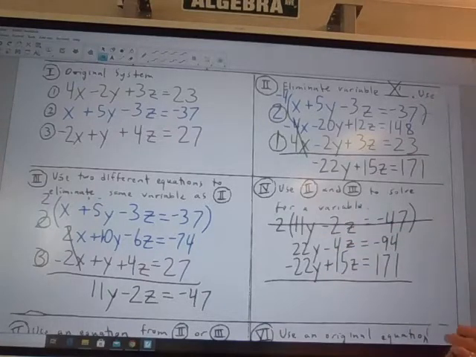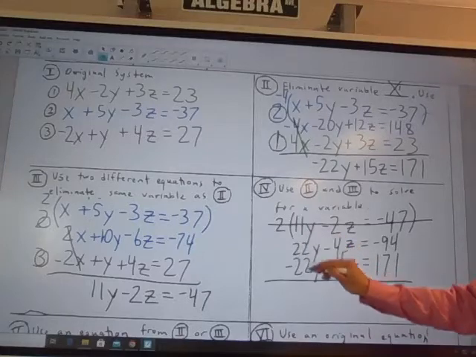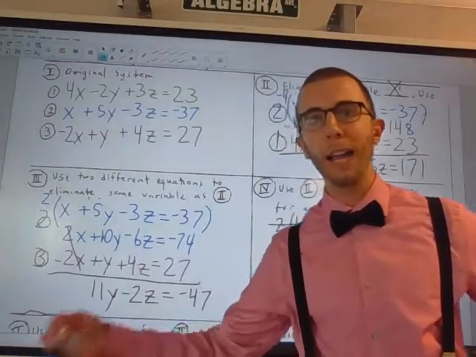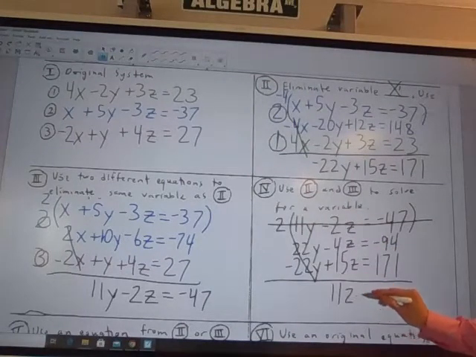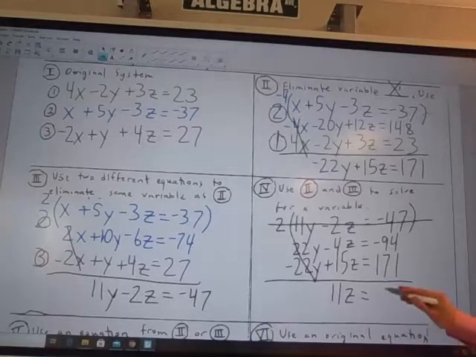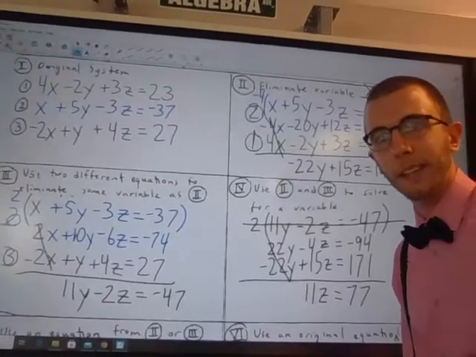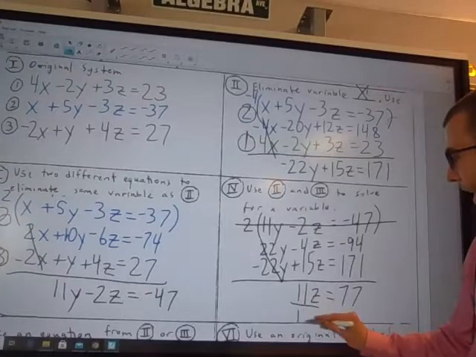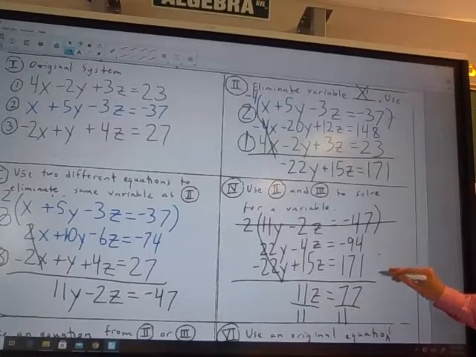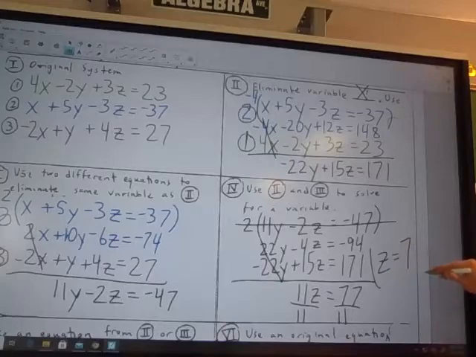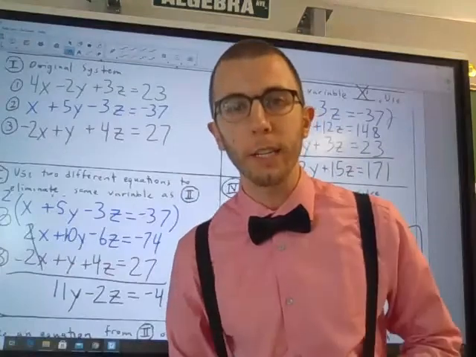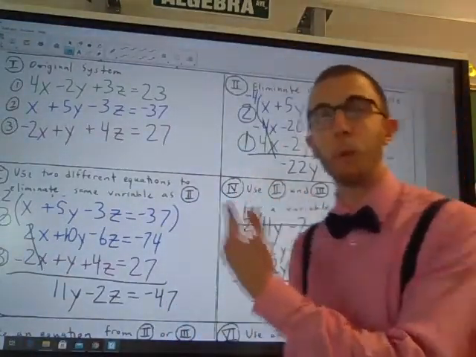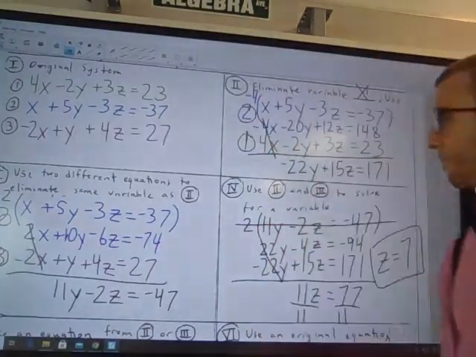Adding each column together, 22y minus 22y, boom, y is eliminated. And negative 4z plus 15z is 11z. That is equal to 77. 11z equals 77, which means if I divide both of these by 11, that gives me z equals 7. Bada bing, bada boom, we're 1/3 of the way done. We have one solution. We have one value. We need the other 2 now.